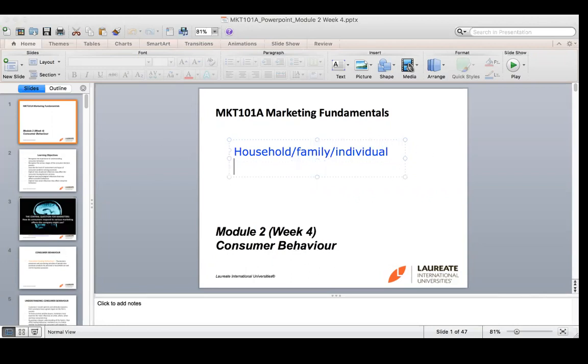Okay. Now on the other side, we have what we call business market behavior, or business customer behavior. This one is related to consumption for organization. So if the product or service is for an organization, that means we talk about buyer behavior. Please make sure that we clearly define that.